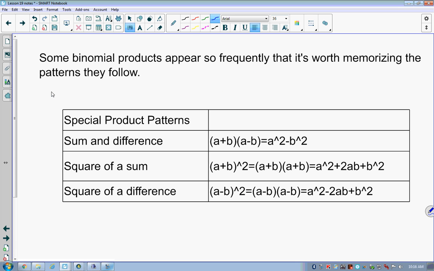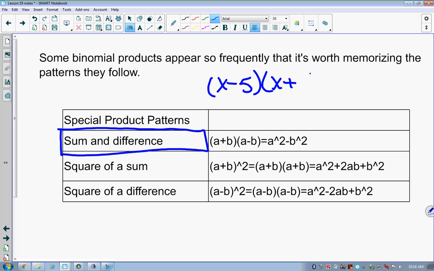So this chart gives me some special product patterns. It doesn't mean that you wouldn't still get these things if you FOILed them out. You would still get this scenario. But what this does is give me a little bit of a shortcut, so I don't actually have to do all of FOIL. For instance, this is maybe the one that is dealt with the most, which is sum difference, let's say if I see something like x minus 5, x plus 5. That's a sum difference because I'm adding and subtracting the same constant in both sets.